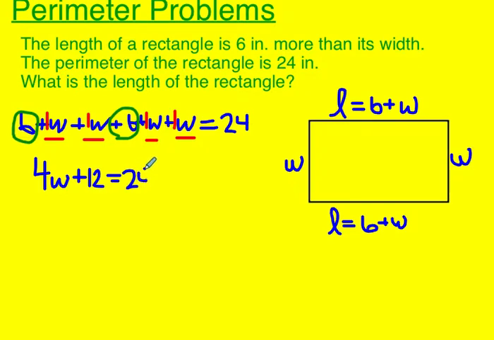So now I have an equation that looks a lot like what we've been solving throughout the course of chapter 2. I need to work to solve this for W. Here's my wall through my equal sign, and I need to get W by itself. So I am going to subtract 12 from both sides.